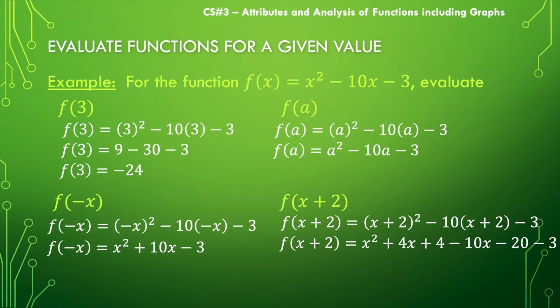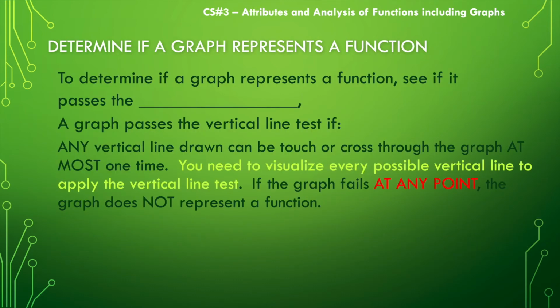So we would end up with x squared plus 4x plus 4 minus 10x minus 20 minus 3. And then we would take all like terms and combine them together, and we would end up with an expression of x squared minus 6x minus 19. Okay, that's the process for evaluating functions for a specific value or expression. Now let's take a look at some graphs.